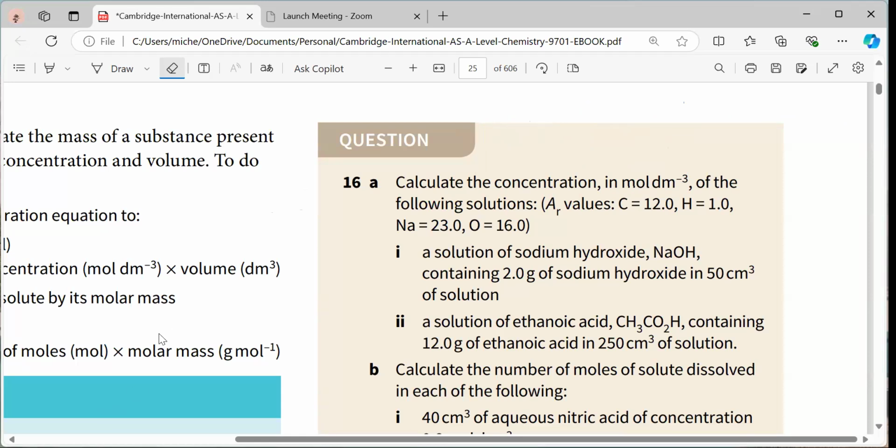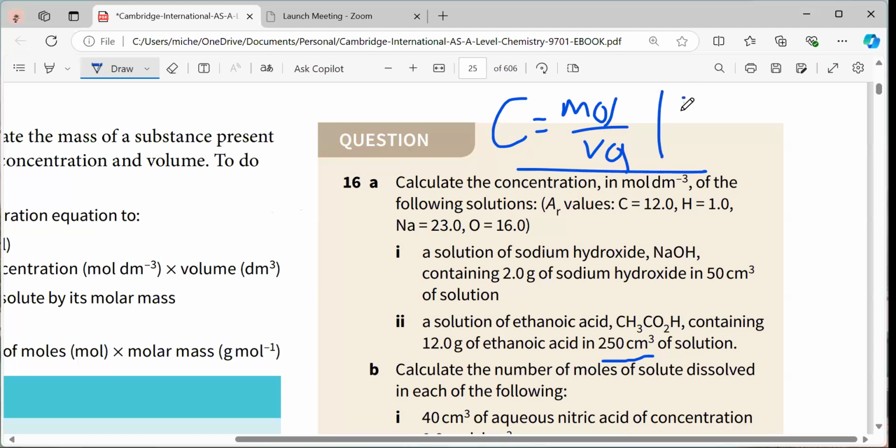Okay, so it's the same. We still need to find the concentration. And once again, I need to write it. So it's mole over volume. This is the equation for concentration. First of all, this is just my way of doing this. We already know that we should convert the centimeter cube to decimeter cube, so we need to do that first. So the volume here, we're going to convert this to 50 centimeter cube, and divide that by 1,000.